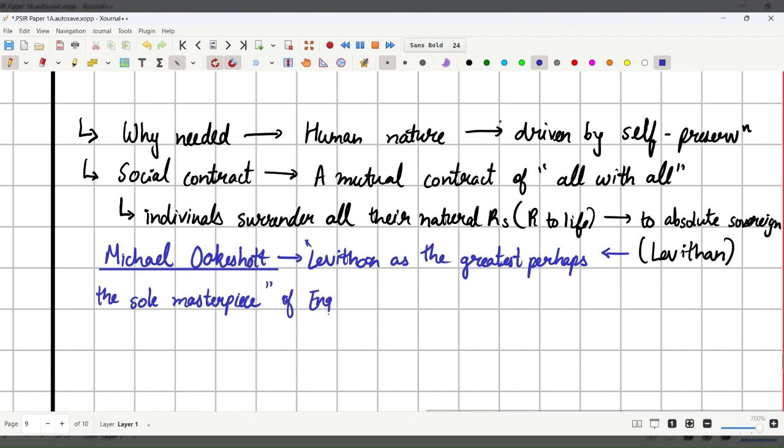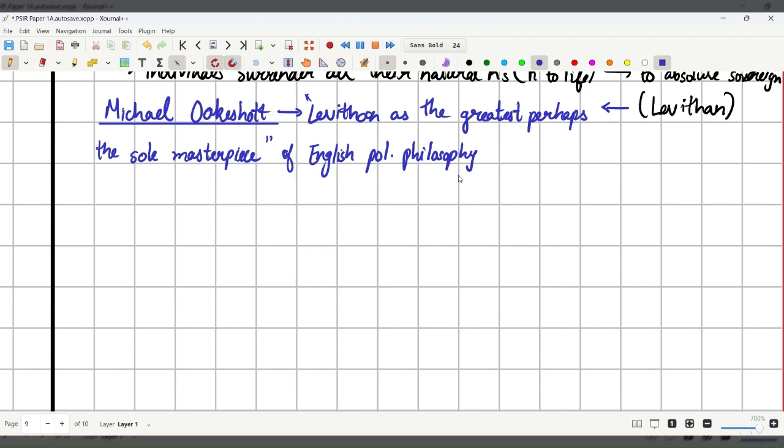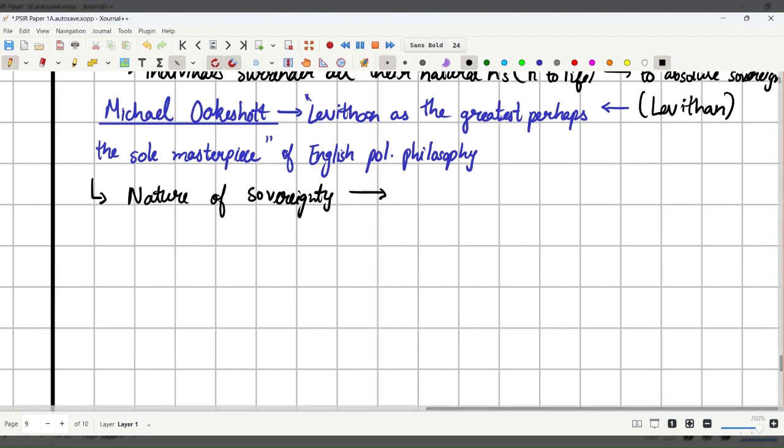Of English political philosophy. Okay. So basically, what is the nature of sovereignty? What is the nature of sovereignty according to Hobbes? Okay, in a social contract. So it is basically the absolute, indivisible power of the state. Okay. Crucially, the sovereign is the product of the contract, not a party to it. Okay, making the authority irrevocable.